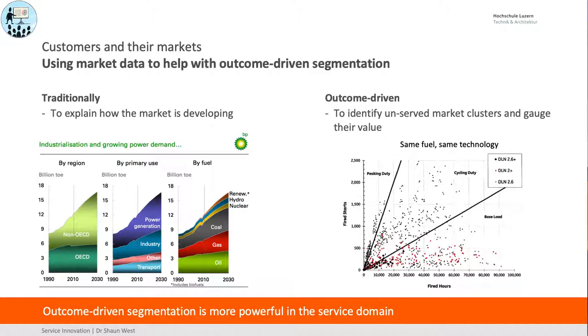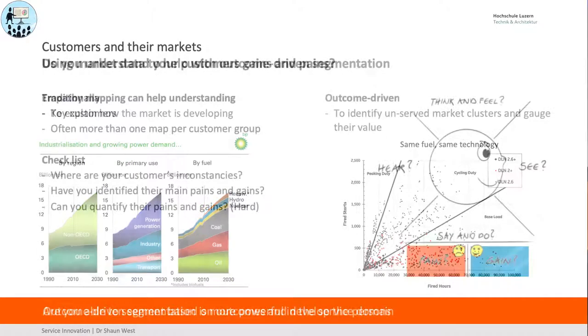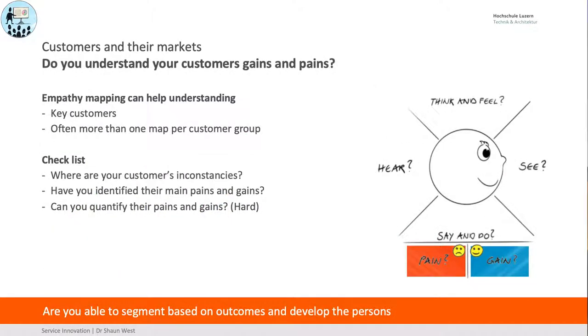This is really about outcome-based segmentation. This is very powerful in the service domain. Empathy mapping, personas, very, very powerful tool to help you understand your customers. At very least, understand the job to be done, the pains and the gains.